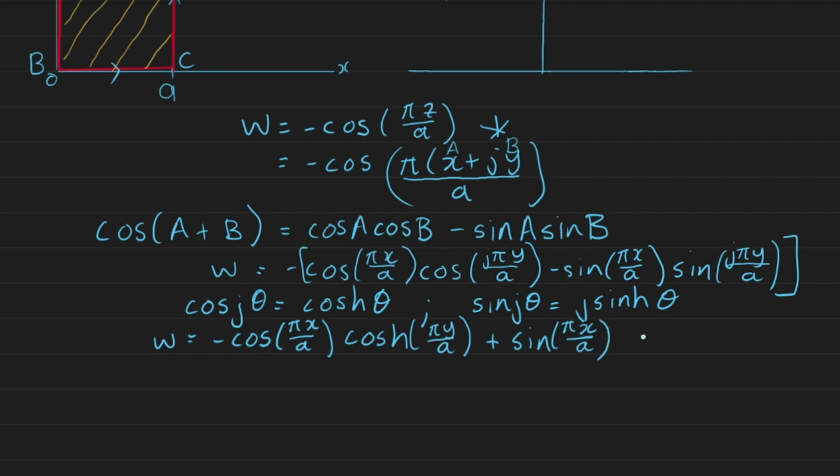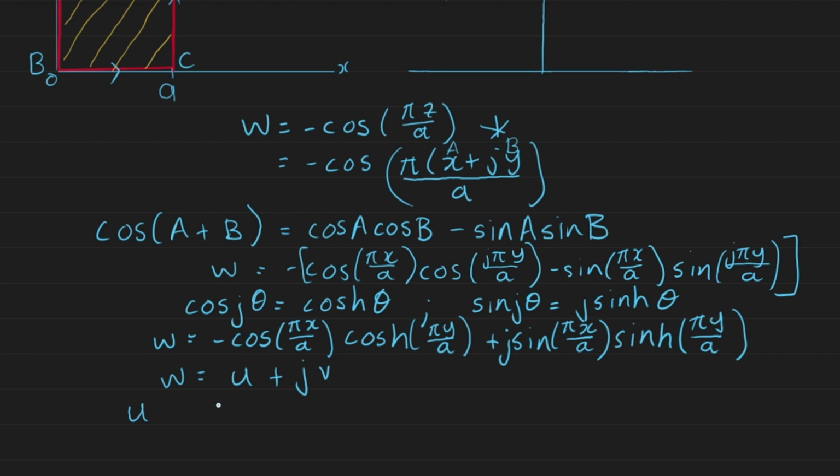And then we have the hyperbolic function, but remember that j is outside, so we have to write the j in front. So we have sine hyperbolic pi y over A. If we analyze this, we see that we have a real part and an imaginary part. That means that, remember, W is equal to u plus jv. So this first part is u, so we can write that as u.